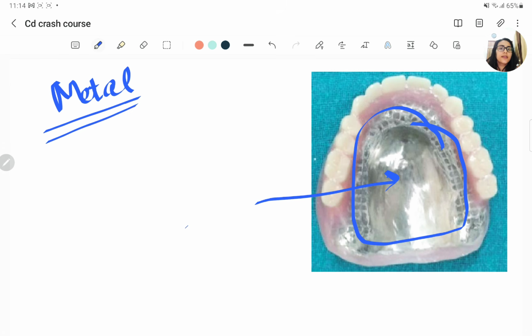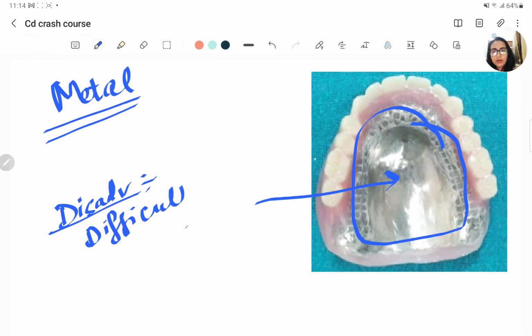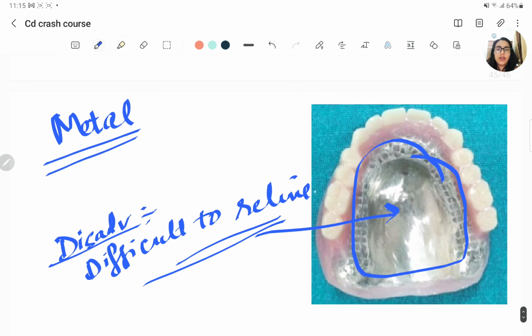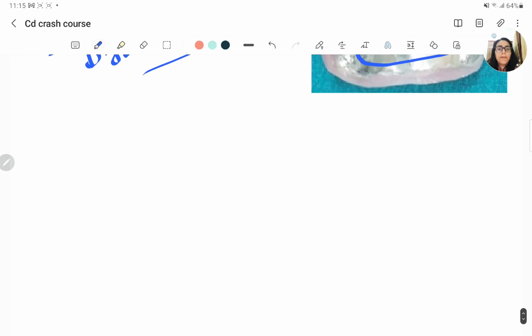This metallic denture is dimensionally stable. But the most important disadvantage is that it is difficult to reline. Acrylic is very easy to reline. So it is difficult to reline and adjust. So adjustment is very difficult also because of the metal incorporation. The cost is high and it has got more weight because of the metal. Acrylic is very light. So these are the advantages, disadvantages of the metal denture.